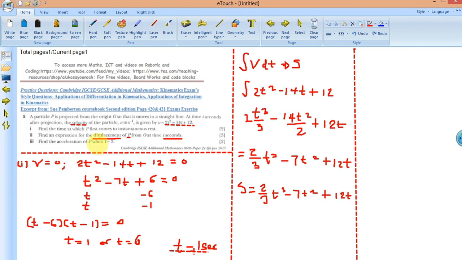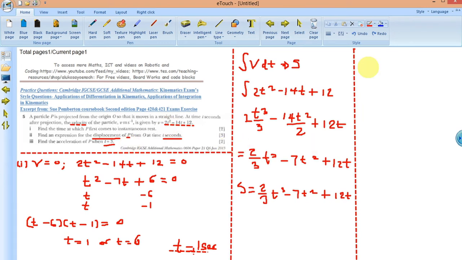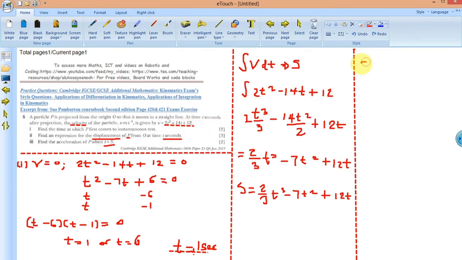Find the acceleration of the particle P when t is 3. So at time t equal to 3, you have to find the acceleration. Don't forget that whenever you are given velocity, when you differentiate velocity, you get acceleration. I have the equation already for the velocity, so I'll just differentiate this function. The resulting solution will be the acceleration. So from velocity equals 2t squared minus 14t plus 12, go ahead and differentiate that.